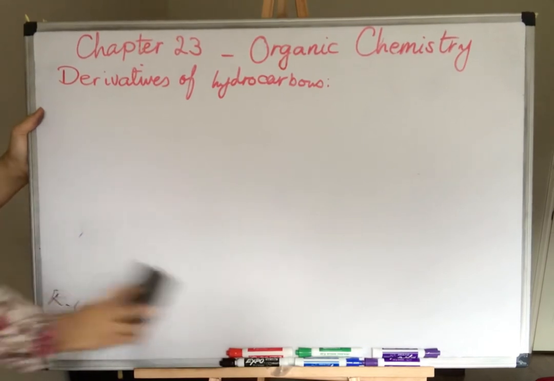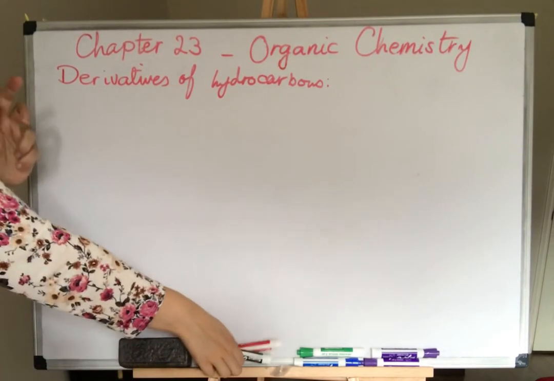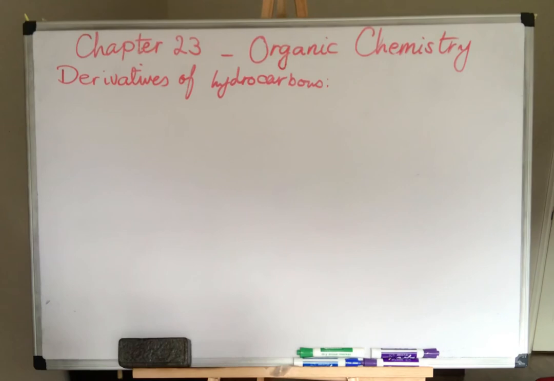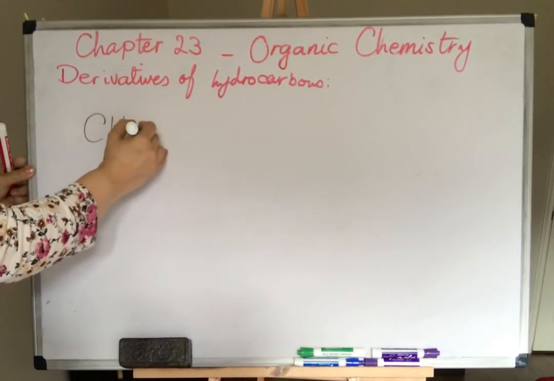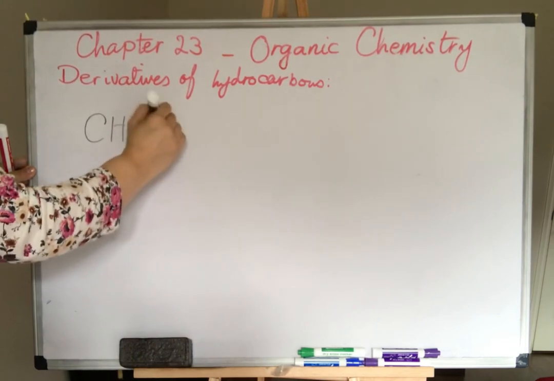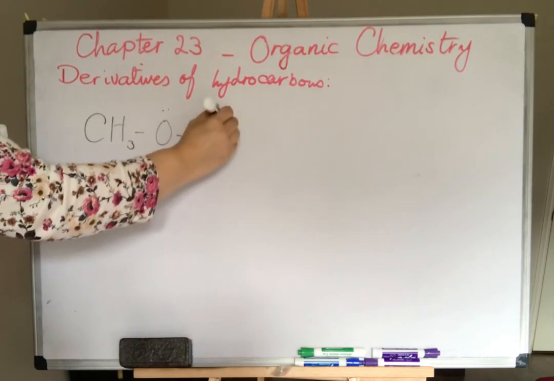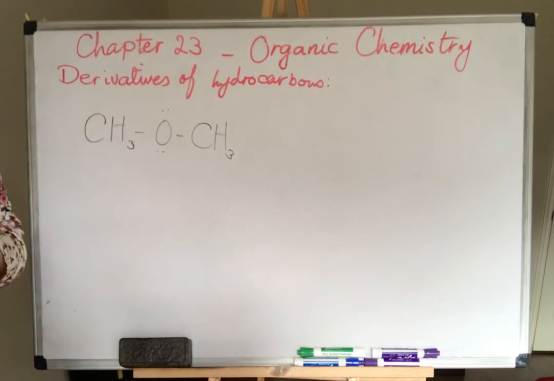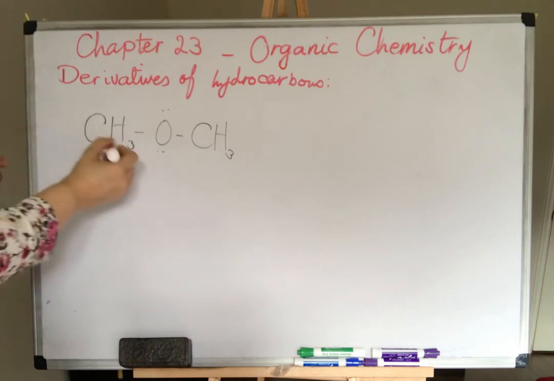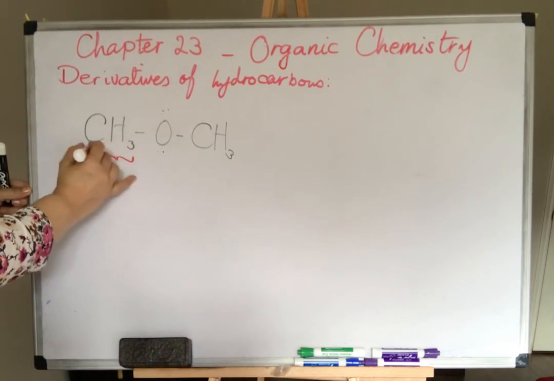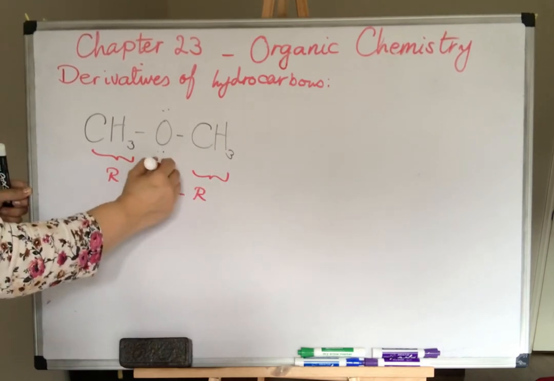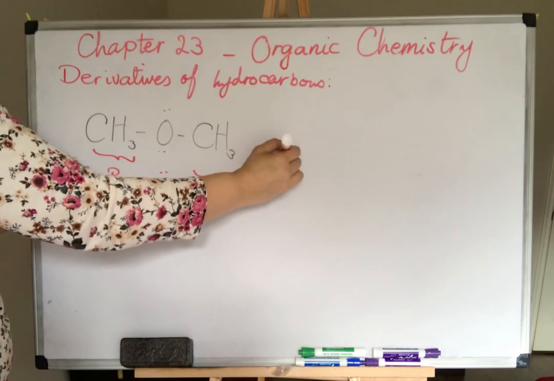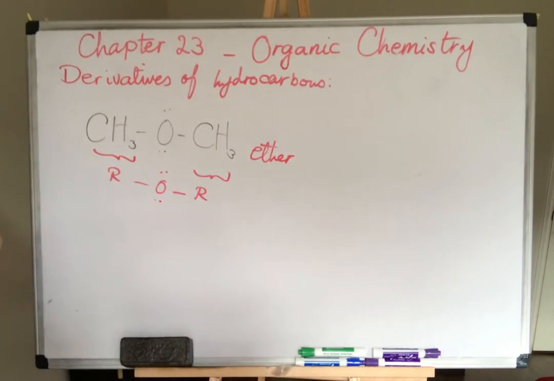For example, if I ask you what functional group this compound has, I give you a hint. Look at slide number 64. I told you any combination of carbon and hydrogen is called R, right? So it seems like you have ROR. What is it? Ether. So that's what you needed to know.